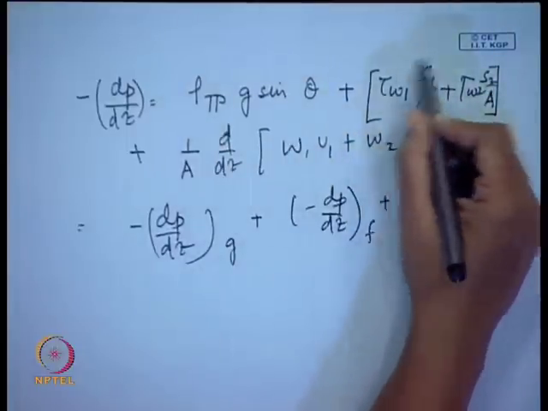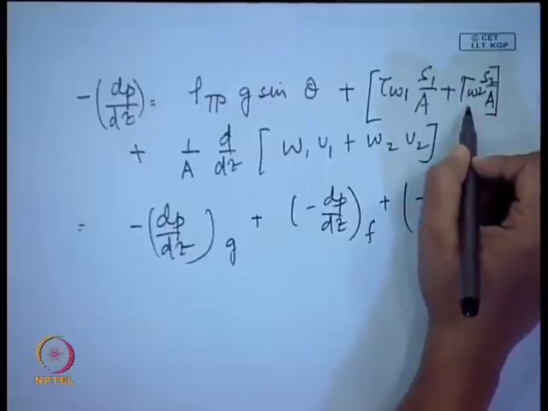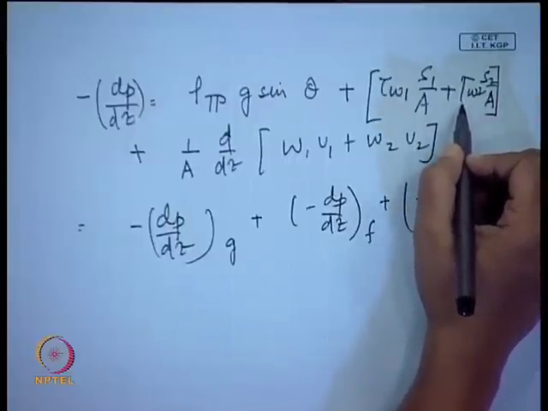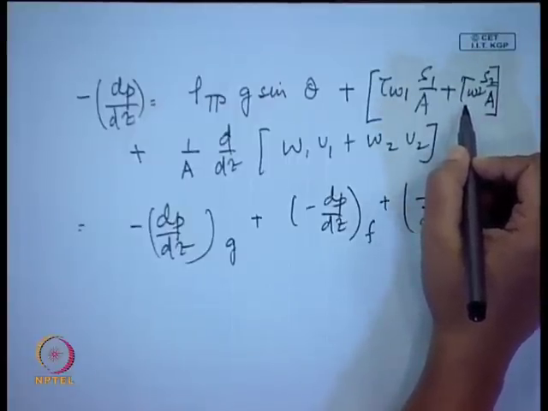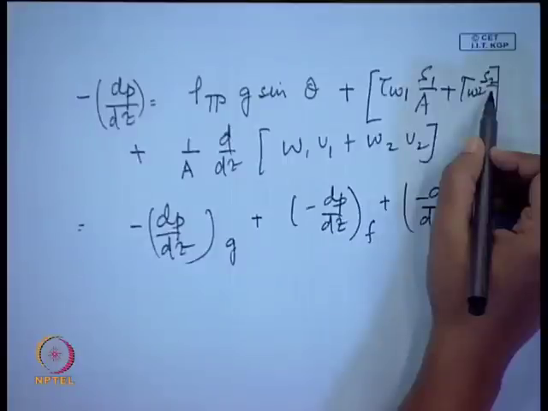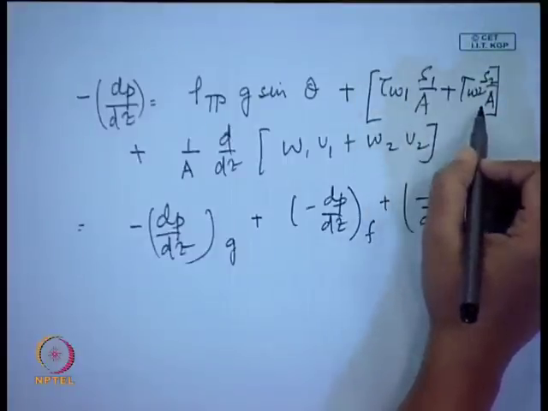For the frictional pressure gradient, we would like to know how the two phases interact with the wall, what is the proportion of the wall perimeter or the interface, the proportion of the wall wetted area which is occupied by phase 1 and the proportion which is occupied by phase 2. In other words, S1, S2 we need to know, tau W1, tau W2 we need to know.